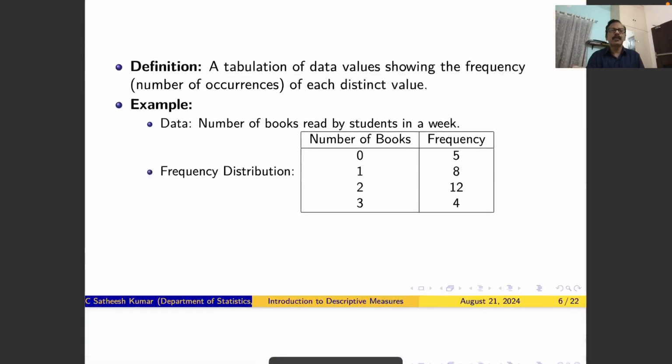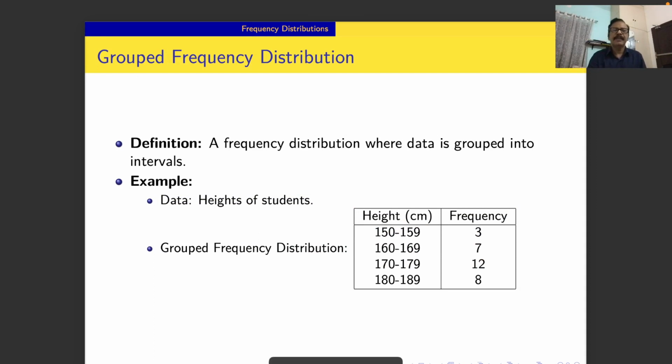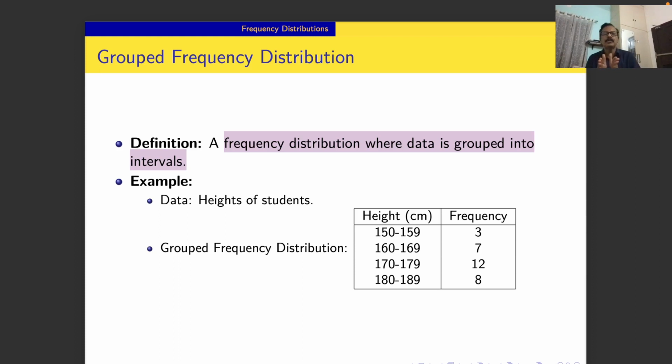Another is grouped frequency distribution, a frequency distribution where data is grouped into intervals. Let us consider the example of heights of students. We can make groups. Height in 150 to 159 centimeters, there are 3 students belonging to that group, and 7 students belong to the next group, 160 to 169 centimeters, like that. So this is a grouped frequency distribution.